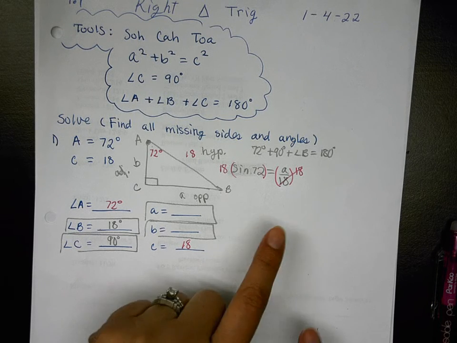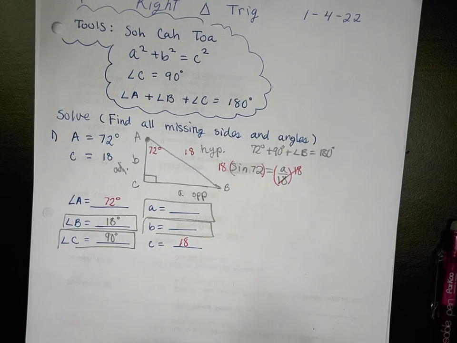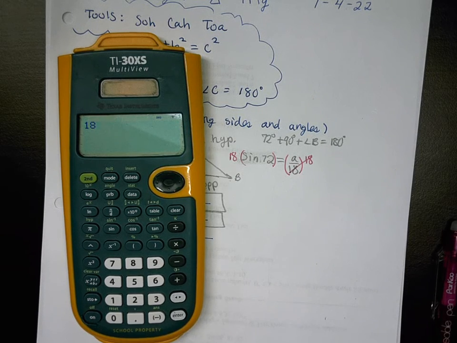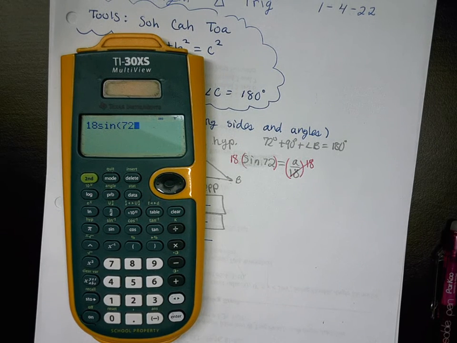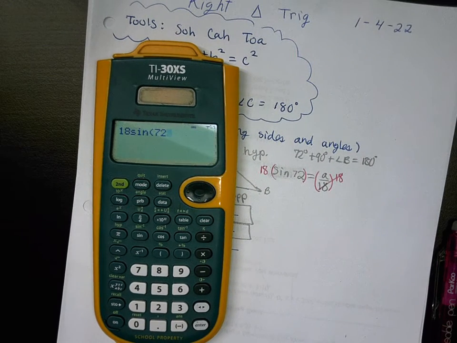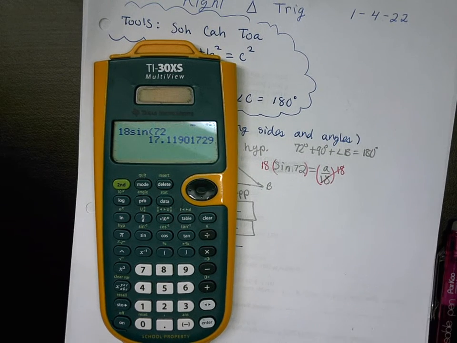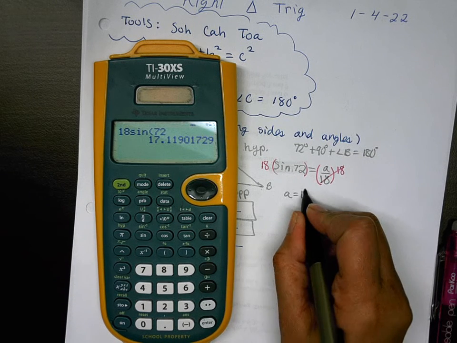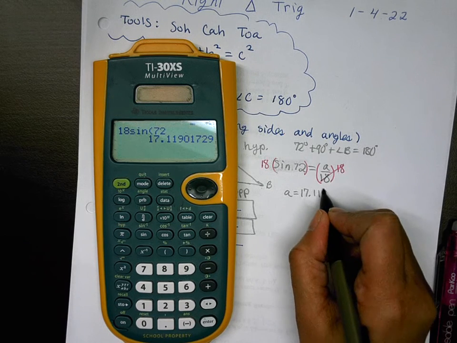And then this here is what I plug in the calculator. So plug that in now. 18 times sine of 72. 18 times sine of 72. Enter and round to 3 decimal places. A equals 17 point what? 119.